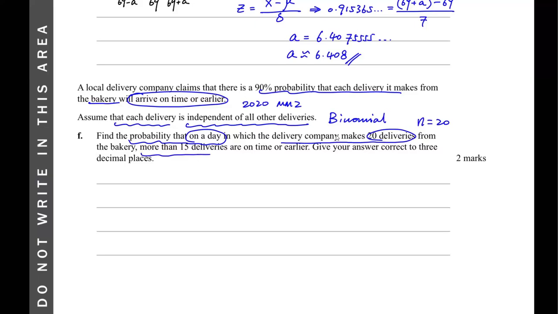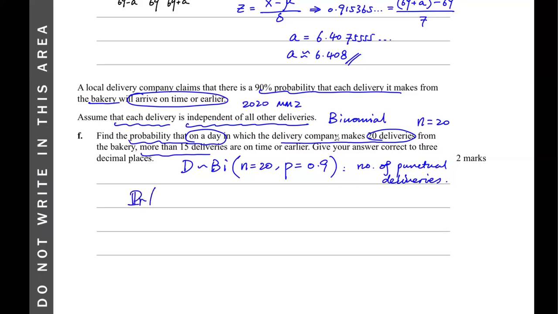Find the probability that on a day in which the delivery company makes 20 deliveries, so N is 20, more than 15. So let's say delivery is a binomial. Number of deliveries D, binomial, N equals 20, P equals 0.9. Number of punctual deliveries, okay? So more than 15 means greater than or equal to 16, but less than or equal to 20, because you can't exceed your upper bound or the maximum number of trials in each experiment.